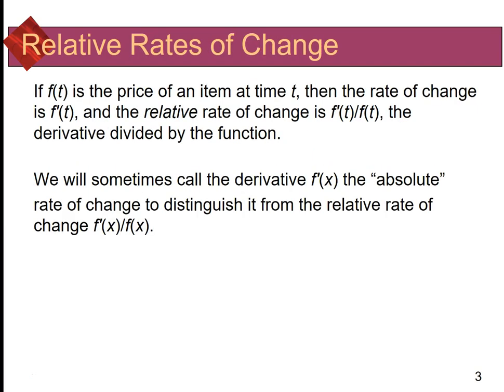So we calculate what's known as a relative rate of change by taking the derivative of a function, usually with respect to t, divided by the function, which is also usually with respect to t. So again, the derivative itself is the absolute rate of change, whereas the derivative divided by the original function is a function that gives me the relative rate of change.